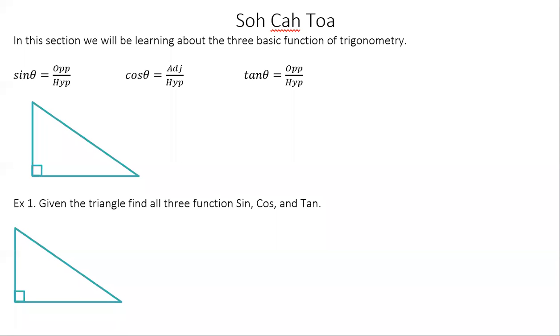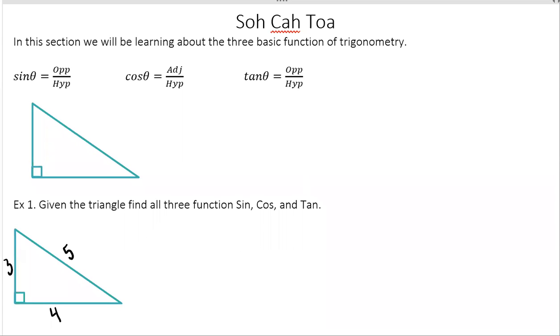Okay, so here we have the first section, which is going to be SOHCAHTOA. In this section, we will be learning the three basic functions of trigonometry. The first one is sine of theta, which is equal to opposite over hypotenuse. Then we have cosine of theta, which is equal to adjacent over hypotenuse. And then we have tangent of theta, which is going to be equal to opposite over hypotenuse.